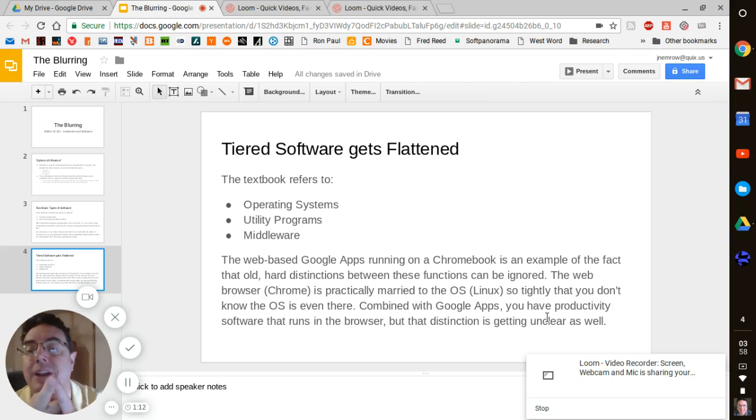You don't know what the operating system is, and who cares? The only thing you see is a web browser, which used to be a very minimal part of your computer. Now on this computer, that's all it is, just a web browser. And I combine it with a web application, Google Apps, and I've got productivity software running.